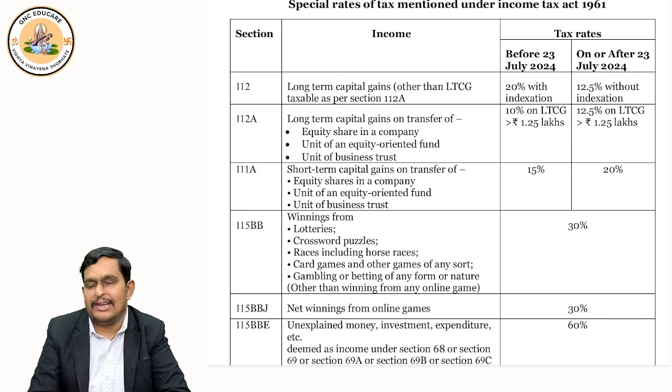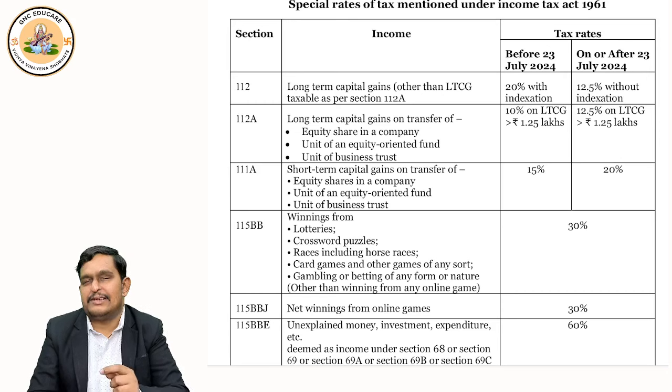115BBJ, online games, but the rate is the same, 30%. So if it is lottery under 115BB or online game related winning income under 115BBJ, the rate is the same, 30%.